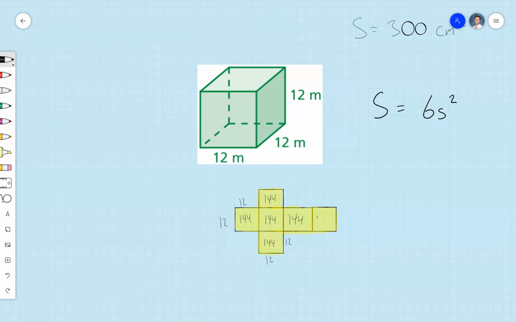That leads us to the formula for the surface area of a cube, which is simply 6 times s squared, where s is your side length. If we know 12 is my side length, 12 squared is 144, and I can multiply that by 6 because I will have 6 of those. So 144 times 6, and we would get 864 square meters is our surface area for this cube.